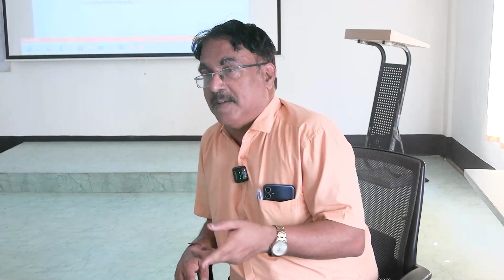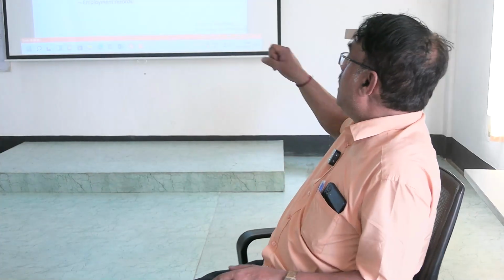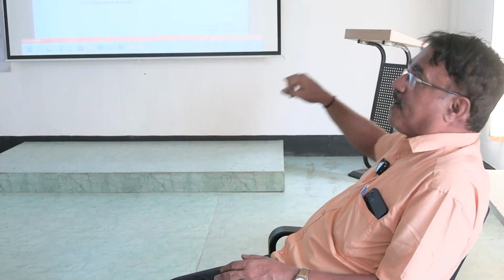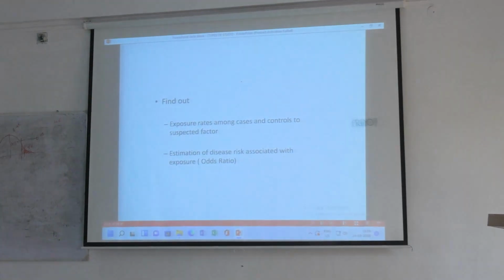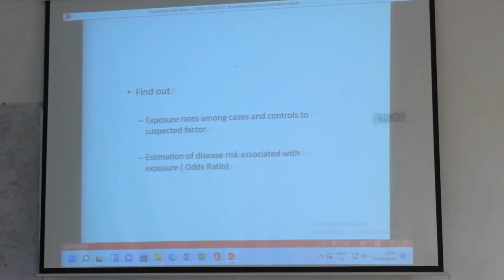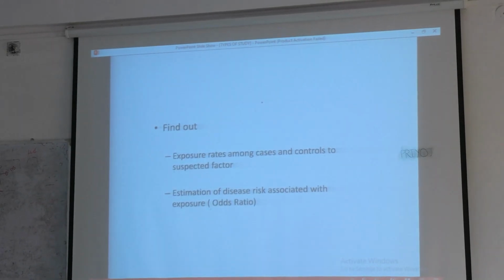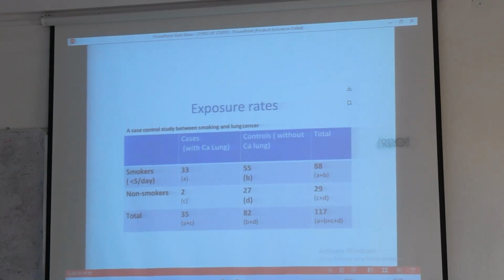The second point is that if he discloses that he's got TB, the country may not take him inside. The country will say, okay, you stay back, you got TB, we don't want our other workers to get infected, you stay back in your country. So he will lose his job. So it's a very deadly combination. That is why we use past records, hospital records, and employment records. Then exposure: find out the exposure rates among cases and controls to the suspected factor, and estimate the disease risk associated with exposure. We talked about this.